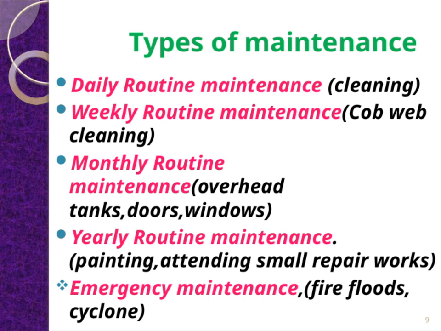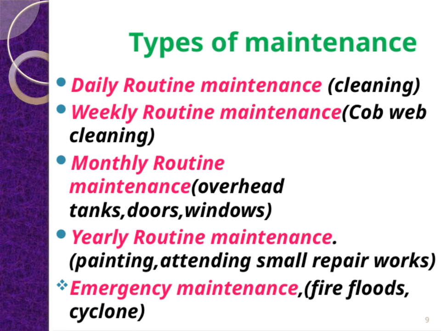Moving on to a monthly schedule, we check overhead tanks, doors, and windows. These are areas prone to dirt buildup or minor issues that, if neglected, could lead to bigger problems later. Annually, we undertake more comprehensive tasks, such as painting and attending to small repair works. This helps preserve the building's structural integrity and aesthetic appeal over time.